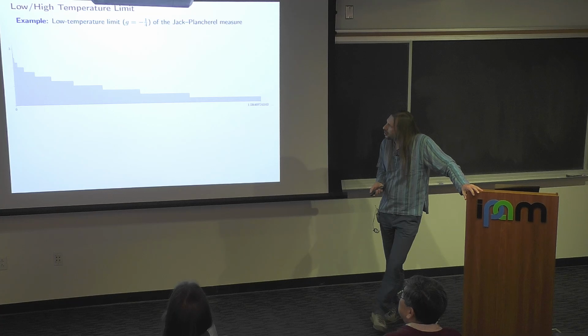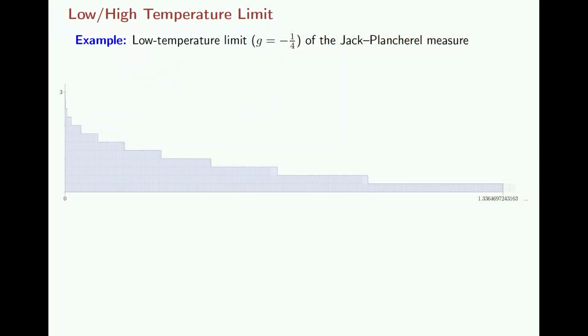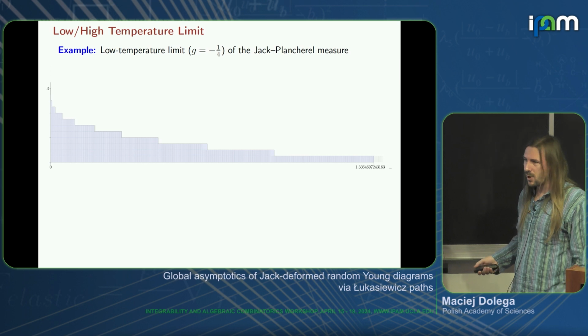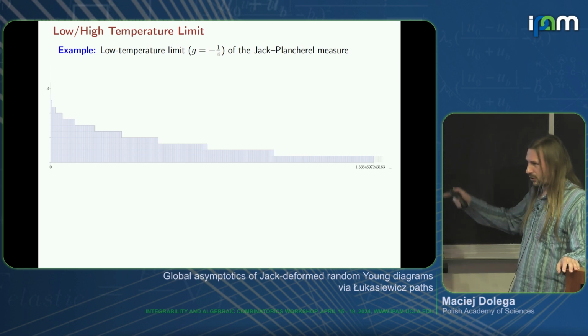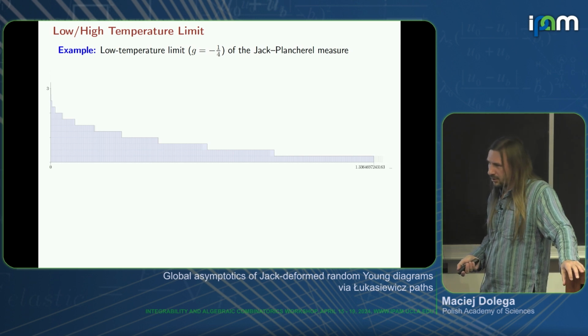So let me just show you one more picture, and then I will show you one application also of our theorem. This is an example of a low temperature limit, which means that g is equal to -1 divided by 4. That means that your alpha is actually tending to 0, and it is tending to 0 with the same speed as the size of your Young diagram. So now you can see that your limit shape is drastically different. You don't have this smooth curve anymore. You have an object which looks very discrete.